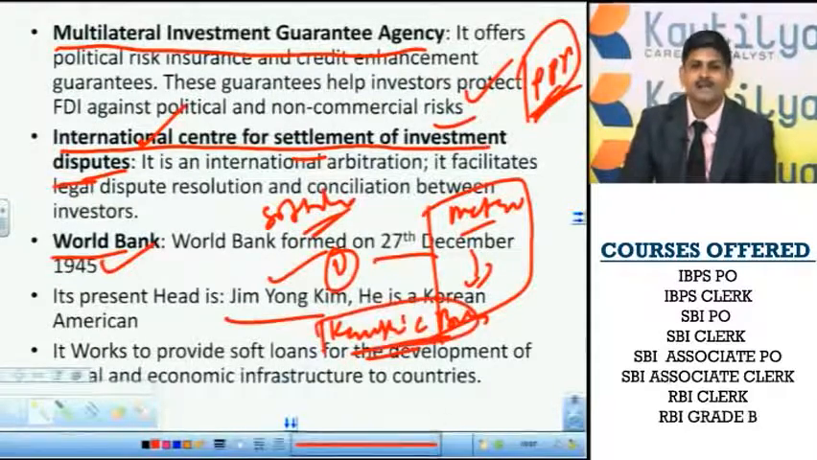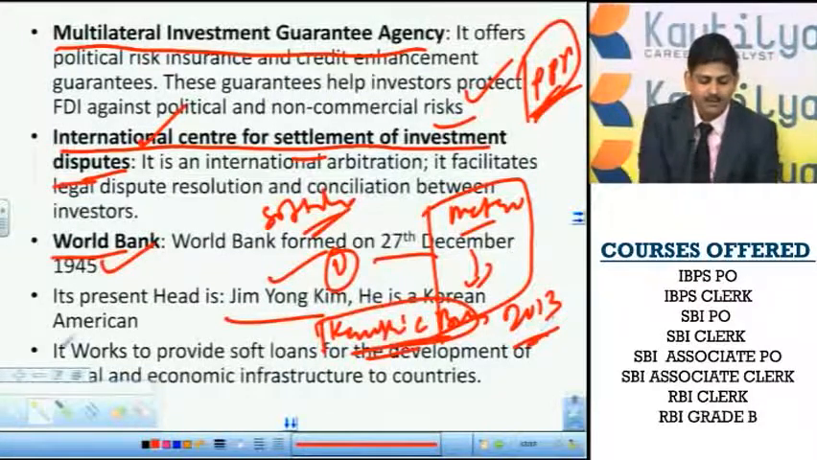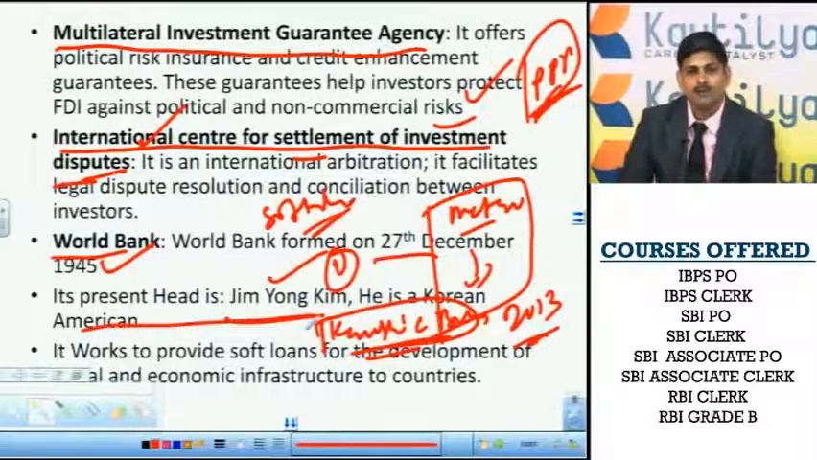Previously he worked as the chief economic advisor to the then finance minister of India, Chidambaram, till 2013. He was in that post. So in 2013 he became advisor to the World Bank director Jim Yong Kim. Later he became vice president of the World Bank. Right now he is still working in the World Bank. Kaushik Basu is an Indian.